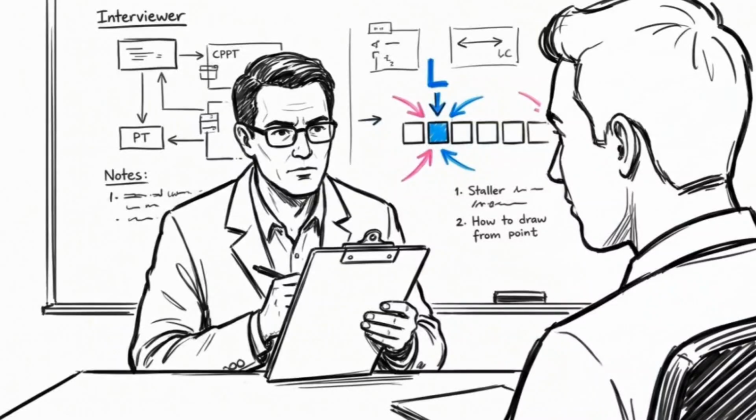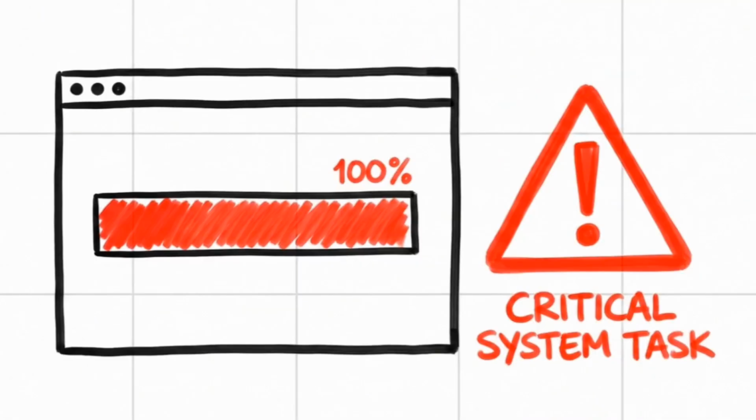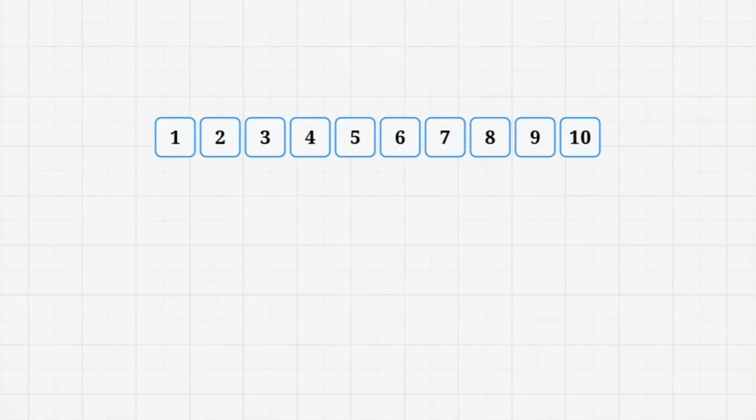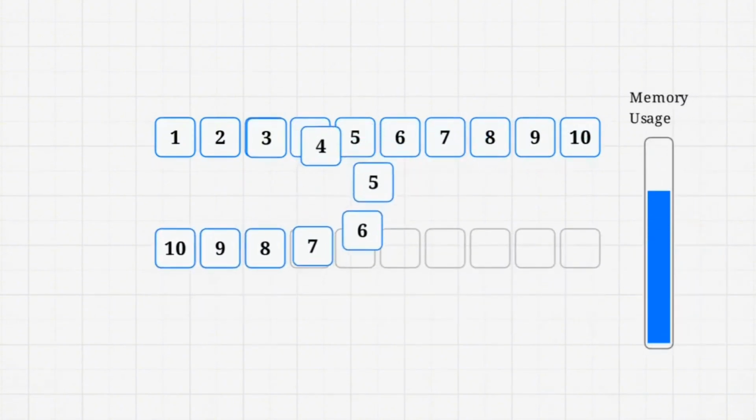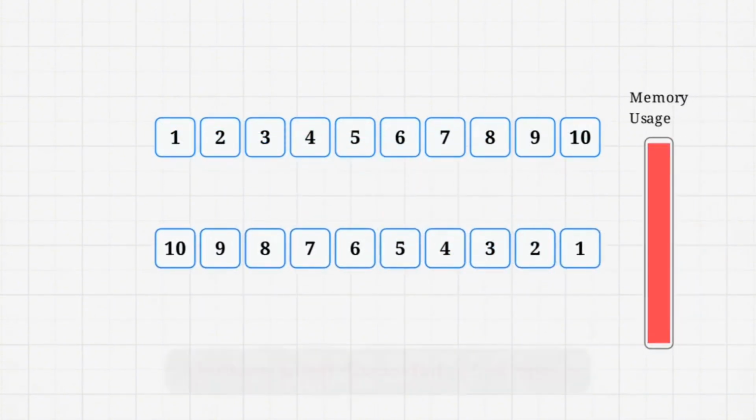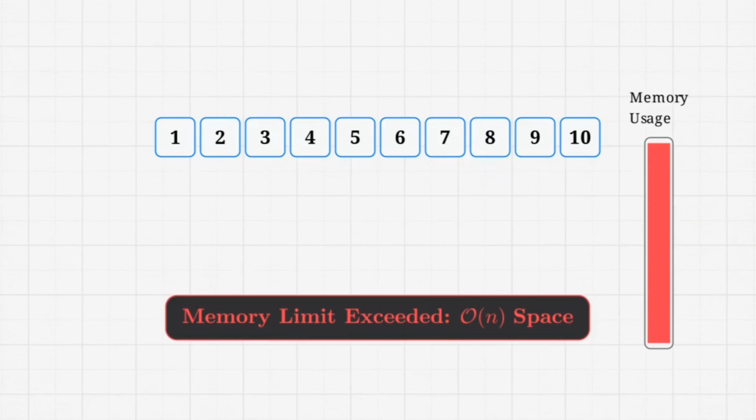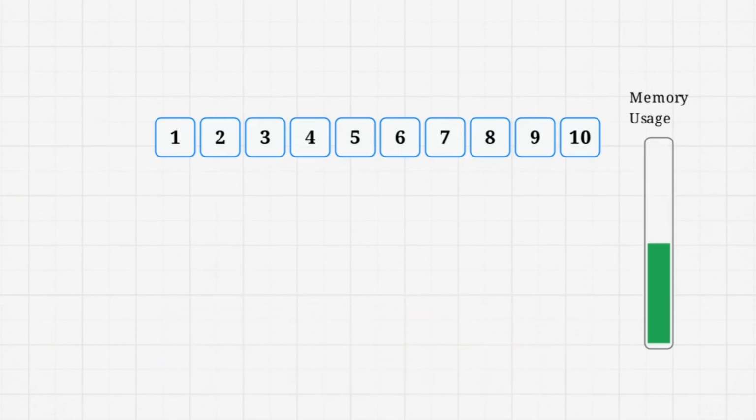Imagine you're in a high-stakes technical interview. The task is to reverse an array containing 10 million records, and you have to finish it in 20 minutes. The standard instinct is to create a second array and push elements into it, but this doubles the required memory. On massive datasets, extra allocation causes a crash.